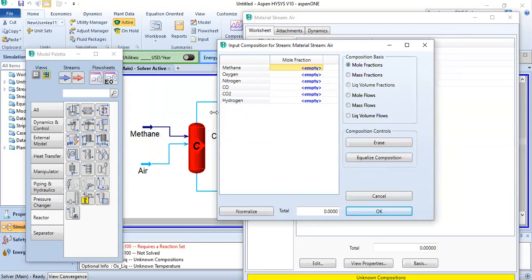In the case of the methane stream, we have just entered the composition of methane only, but here we are not having pure oxygen, so I will not enter only pure oxygen, I will enter the composition of air. In air, basically 79% nitrogen and the remaining 20% we are considering oxygen. 79 and 21%.